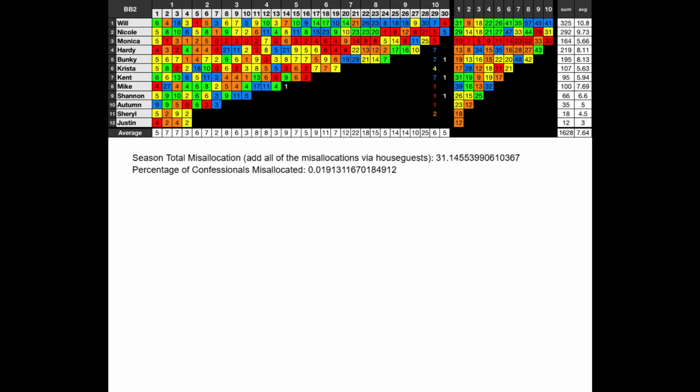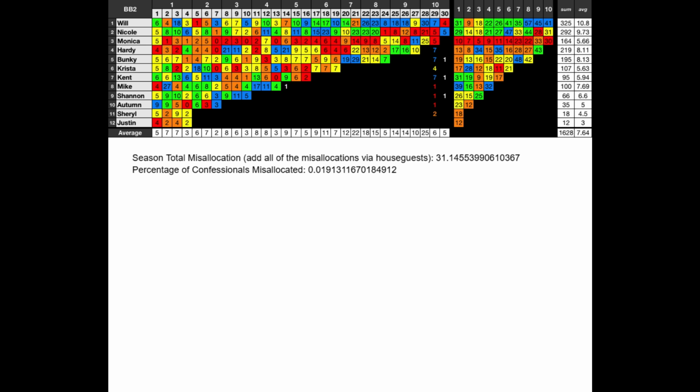So the season total misallocation, which I created by adding up all the misallocations from the house guests together, is 31.14, meaning that there are 31 more diary rooms than there should be due to the unbalanced edit. As we go through the seasons, some will have larger numbers, some will have smaller numbers, and some will have bigger numbers in the positive or the negative as well. So some could have fewer confessionals than they should. That'll be interesting to delve into.